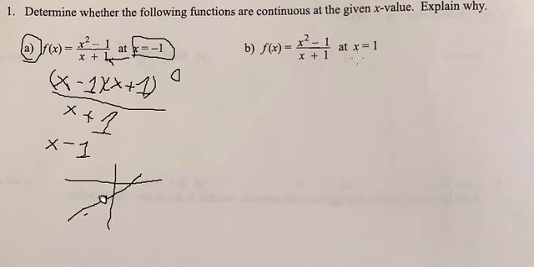Similar for question B, at x equal to 1, that's still continuous. So in this situation, A should be discontinuous, B should be continuous.